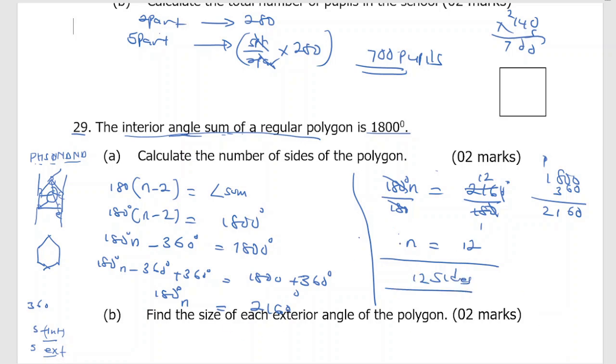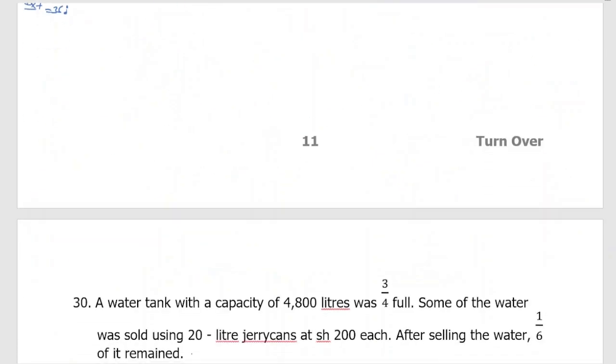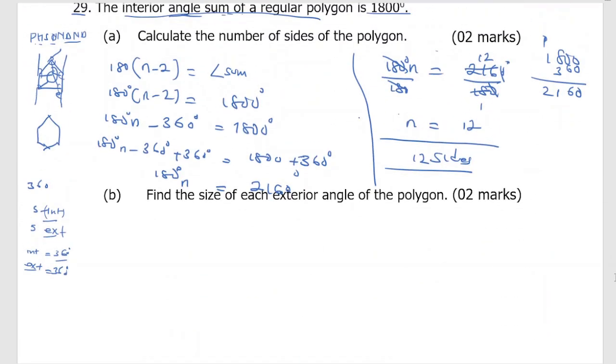So now coming to part B, they are telling us to find the size of each exterior angle. Remember, when we add all the exterior angles of any polygon, they have to add up to 360 degrees. So the exterior angle sum, divided by the number of sides, because the number of sides is equivalent to the number of exterior angles. Therefore you're going to get 360 degrees divided by the number of sides.